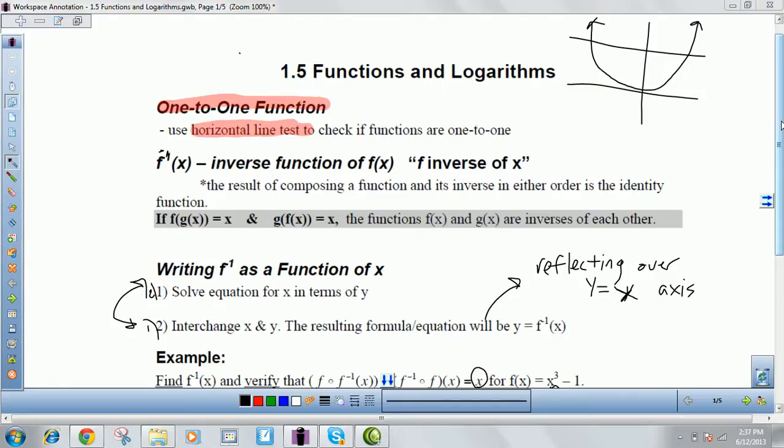So if it's not one-to-one, it fails the horizontal line test. If it's an even function, it's going to fail the horizontal line test most likely and not be one-to-one. Therefore, it's not going to have an inverse. Remember, its inverse is just a reflection over the line y equals x. So it's going to have to be most likely an odd function.